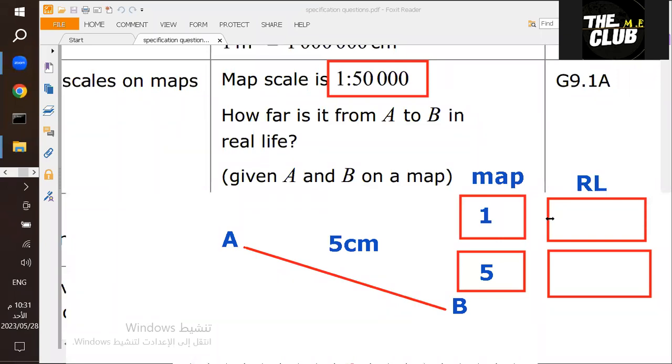And then you put the 50,000 here. And then you just do cross multiplying and multiply and then divide by 1. It will give you that. Okay? That's the idea. You get it?